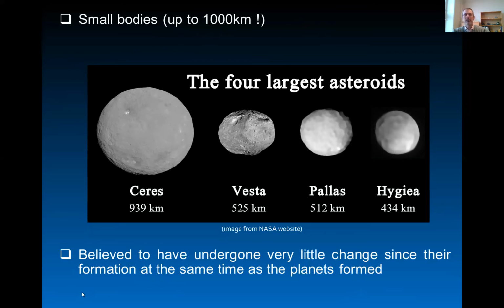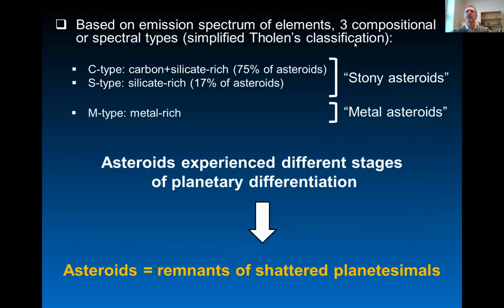From what we know about asteroids, we believe they have undergone little change since their formation, and they formed at the same time as the planets. And they have been investigated by space probes and Earth-based telescopes. Based on the emission spectrum of elements, basically how elements reflect light, we can distinguish 3 compositional types or spectral types using the Tholen classification.